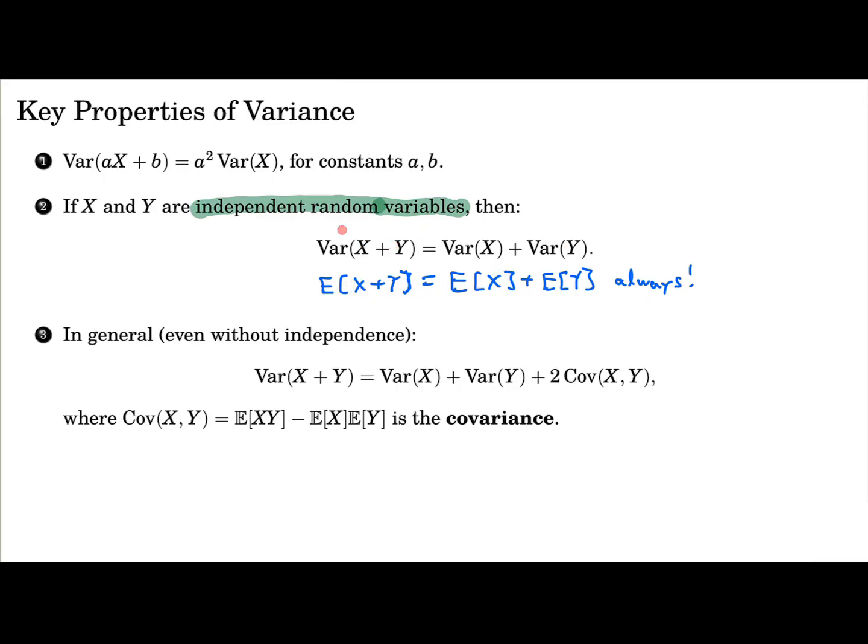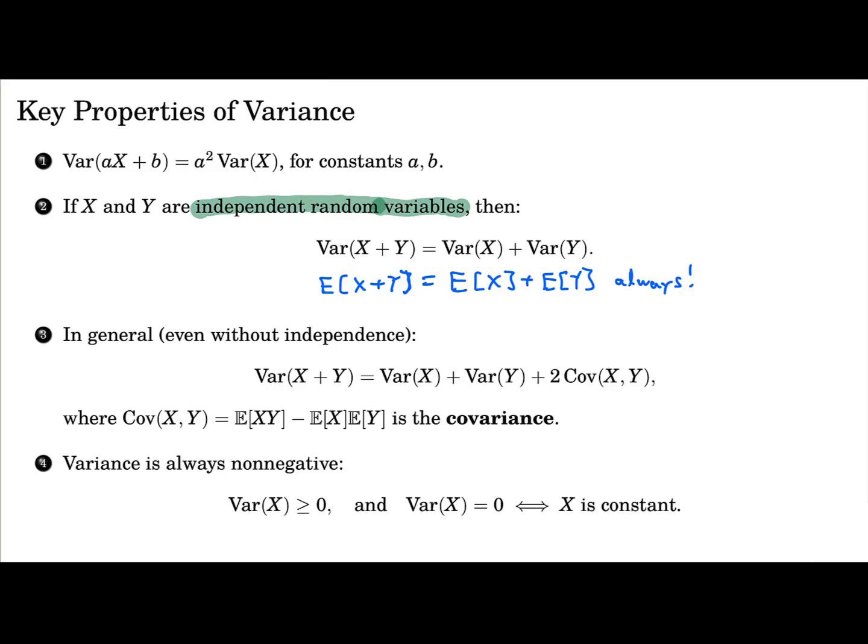Now, in general, the variance of the sum is going to be the sum of the variances, but it is going to have this other factor here. This factor is called the covariance, and it's defined like this. What is the covariance measuring? It essentially measures whether X and Y tend to move together. If positive values of X tend to happen with positive values of Y, the covariance will be positive. And if positive values of X tend to happen with negative values of Y, then the covariance can be negative.